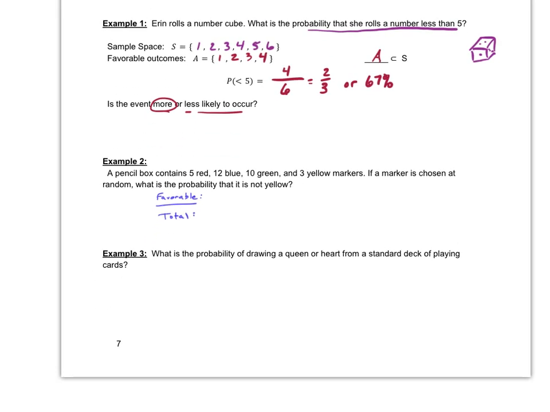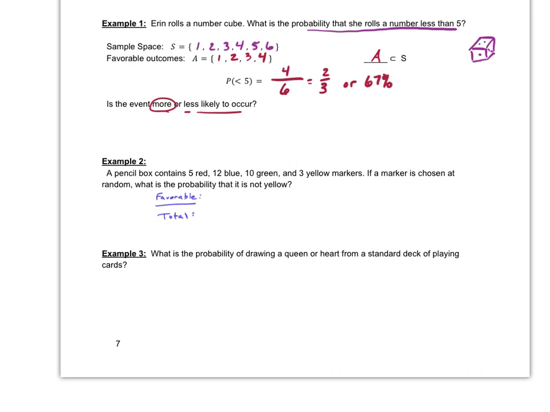So in example number 2, it says a pencil box contains 5 red, 12 blue, 10 green, and 3 yellow markers. If a marker is chosen at random, what is the probability that it is not yellow? Okay, not yellow. We're going to talk a little bit more about complements in a minute. Well, favorables versus the totals. If I reach into that pencil box, how many markers do I have total? I have 5 plus 12 is 17, plus 10 is 27, and plus 3 is 30. So I have a total of 30 markers.